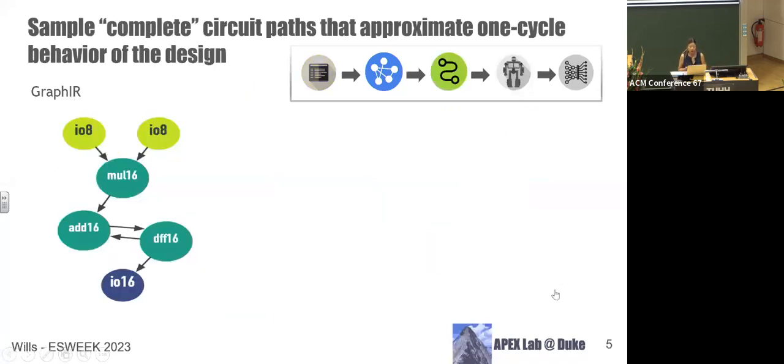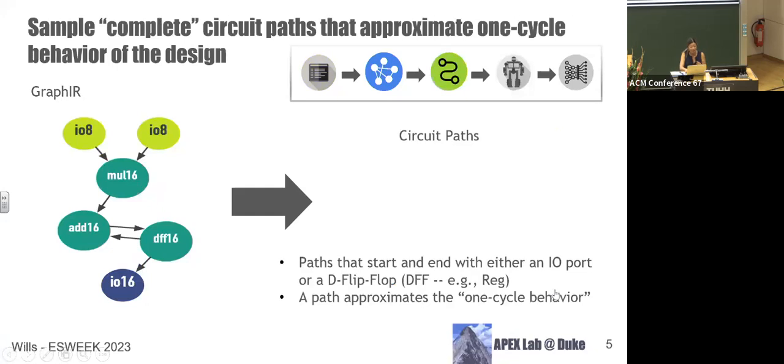So the GraphIR representation allows us to sample paths and perform graph analytics to obtain hardware design attributes. Instead of sampling a path in a design beginning and ending at any node, we are going to sample particular circuit paths, what we call complete circuit paths, that begin and end with an input port, output port, or a D flip-flop of some sort. These paths essentially approximate the one cycle behavior of a design. That makes it possible for SNS to predict the timing, area, and power of these circuit paths and then gradually entire designs.